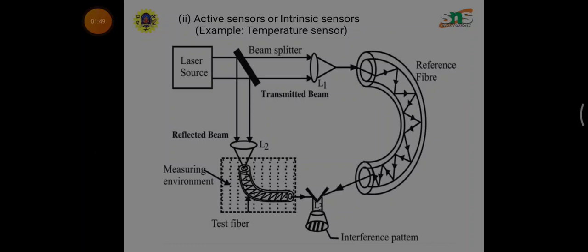The extrinsic sensor, or passive sensor: a separate sensing element is used, and the fiber acts as a guiding medium to the sensor. For example, displacement sensor and laser Doppler sensor.